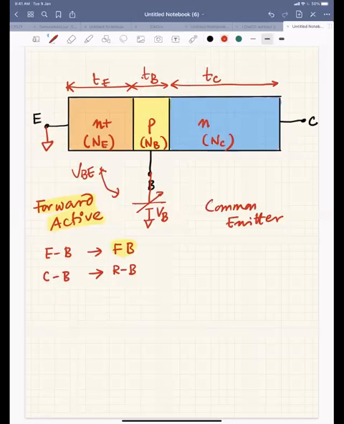Similarly, if you look at the output, your collector base junction needs to be reverse biased. I have used a positive voltage here. So basically I have to reverse bias this junction. I'll give a positive bias VC, but to make this junction reverse biased, your VC should be more than VB, right? Otherwise, this junction will not be reverse biased. For the forward active mode of operation, I have to reverse bias this junction. That means your VC should be more than VB.